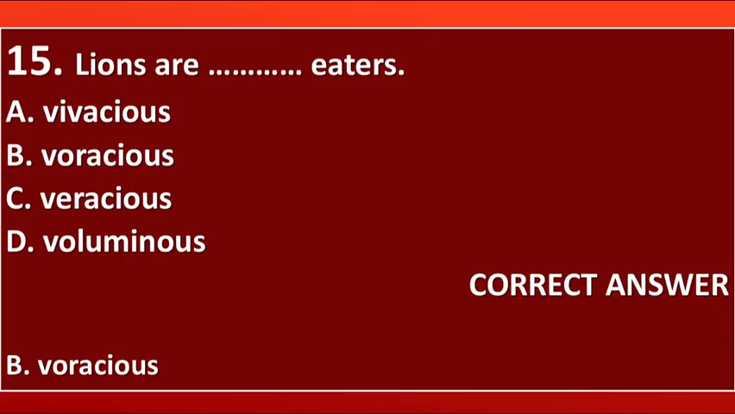Question 15. Lions are dash eaters. A. Lions are vivacious eaters. B. Lions are veracious eaters. C. Lions are veracious eaters. D. Lions are voluminous eaters. The correct answer to this question is B. Lions are voracious eaters.